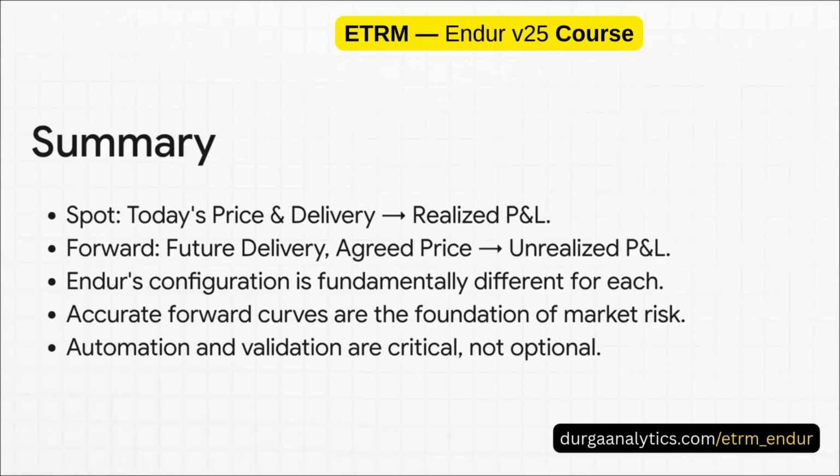All right, if you remember nothing else, remember this. Spot is the now, today's price, today's delivery, and it gives you realized P&L. Forward is the future, tomorrow's delivery at a price you agree on today, and that generates unrealized P&L. You absolutely have to configure Endur differently for each. And never forget, your entire market risk framework is built on the quality of your forward curves. That means automation and validation aren't optional, they are absolutely critical.